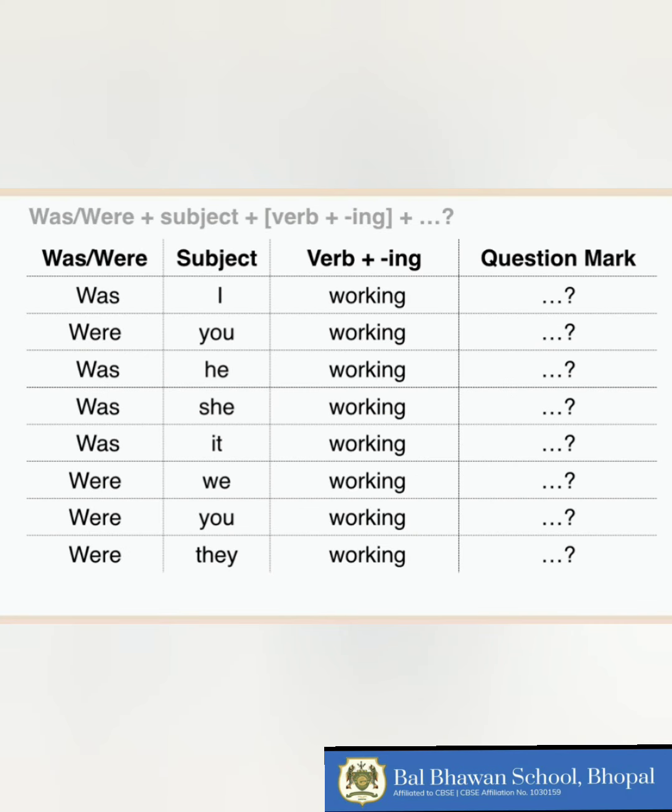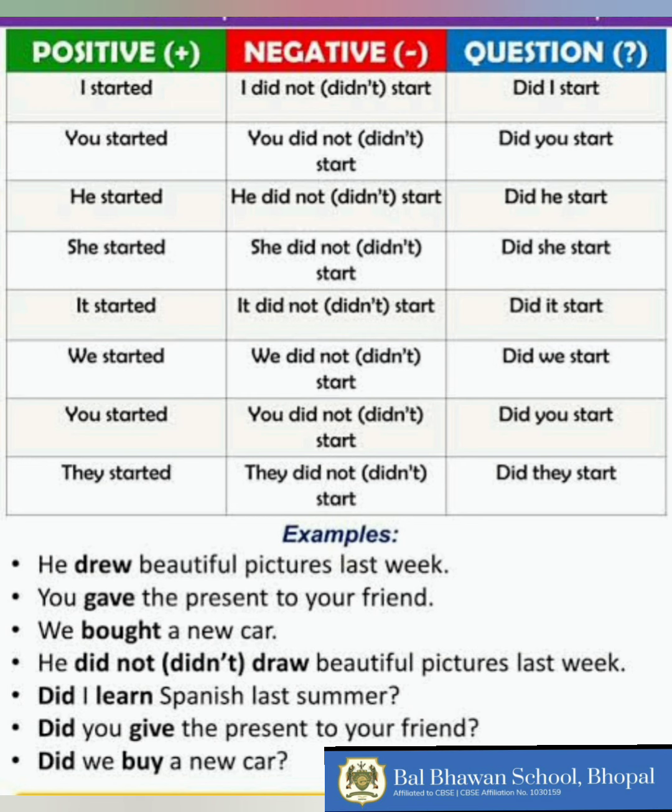Interrogative sentences can also be made using was and were according to the singular or plural subject. Like, was I working? Were you working? Was he working? Was she working? Were we working? Were you working? Were they working? Remember, we have to check whether it is a singular or plural pronoun or subject.